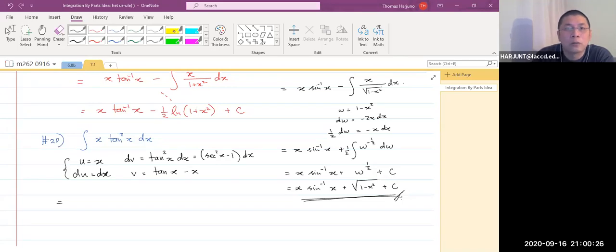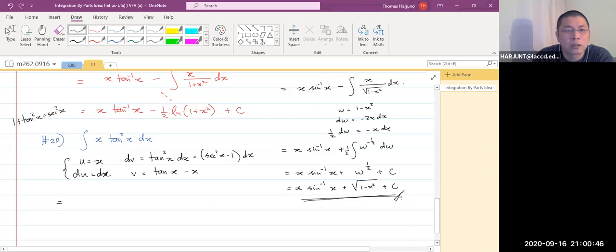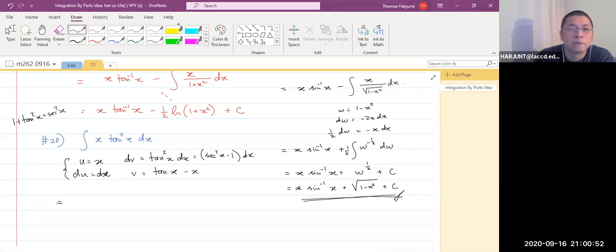integral of 1. Is it okay? Integral of 1. Oh, how did I get secant squared x minus 1? Okay, 1 plus tangent squared x equals secant squared x. That's the identity. The second Pythagorean identity.